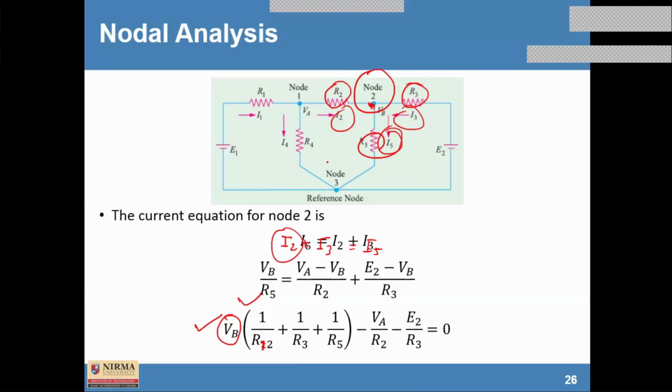Okay. Now which one will come along with this? VA will come. So VA upon R2, VA upon R2 that we can write with minus sign, and similarly for this we can write E2 upon, which resistance is this? R3. E2 upon R3 is equal to 0. So we can write this expression also. Okay. Shall we repeat it for node 1?